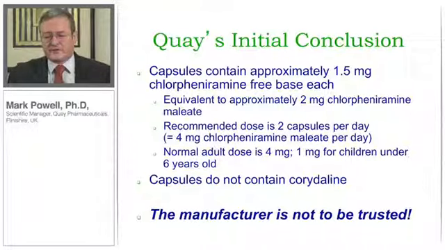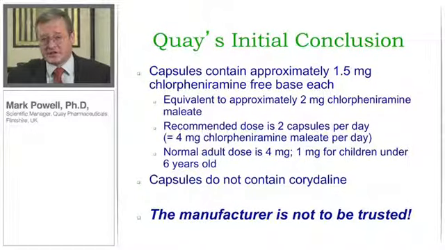So we quantified the amount of chlorpheniramine, and as free base there's roughly 1.5 milligrams in each capsule, and that's equivalent to 2 milligrams of chlorpheniramine maleate, which is the species that's normally prescribed. Now, this herbal medicinal product, the recommended dose for it is 2 capsules a day. So if you take 2 capsules of this herbal medicinal product, what you're taking is 4 milligrams of chlorpheniramine maleate, which is equivalent to the normal adult dose.